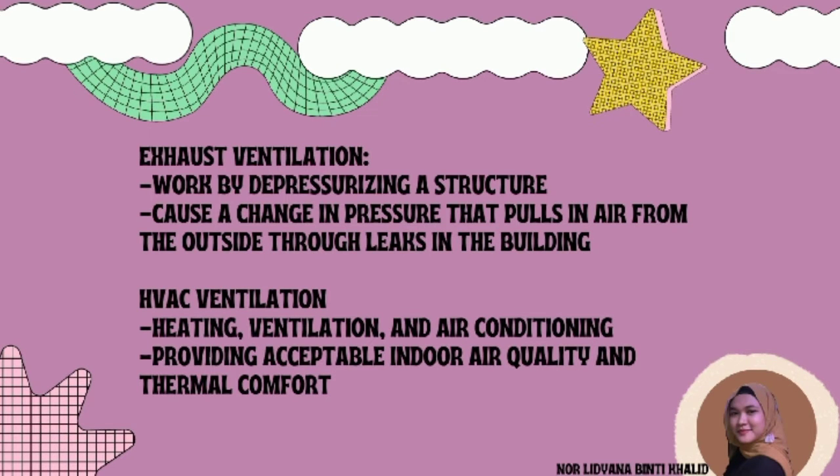Exhaust ventilation systems work by depressurizing a structure. The system will exhaust the air from the house, which will cause a change in pressure that pulls in air from the outside through leaks in the building structure and intentional passive vents. Exhaust ventilation systems are quite simple and do not cost a lot to install. Adjustable passive vents through windows or walls can be installed in other rooms to let in fresh air rather than rely on leaks in the building envelope.